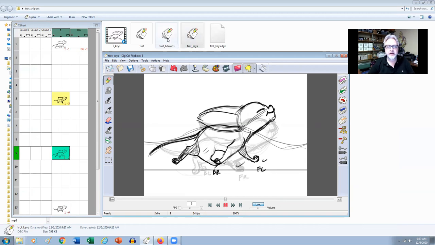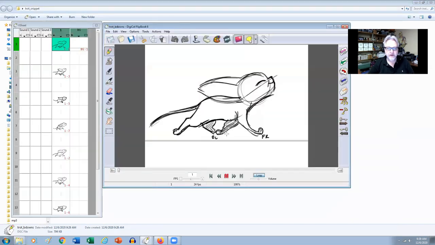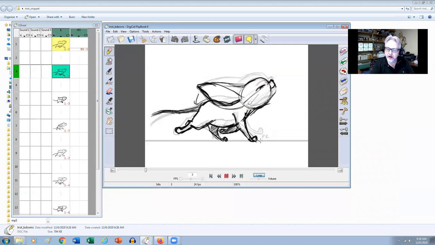So if I look at my trot breakdowns here, this is basically coming down to the contact now, right? So again, twinning, right?